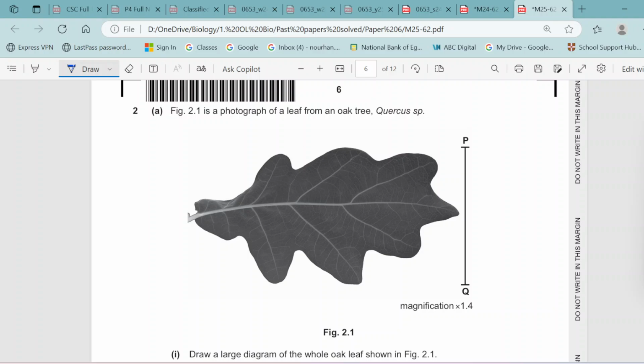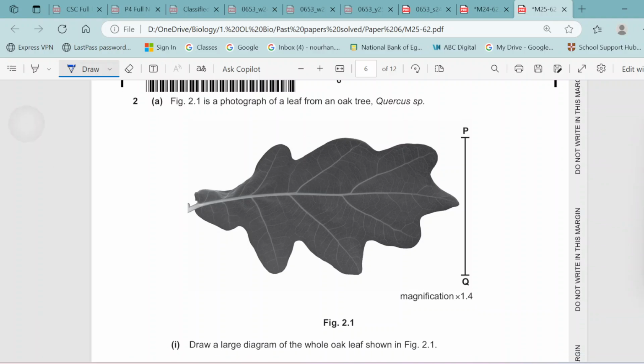Question 2. Draw a diagram. Draw a large diagram of the whole oak leaf. The usual, we draw the outline. I have to draw it so it looks the same with these parts: wavy outline, and a small stalk, midrib with double lines, veins, 1, 2, 3, 1, 2, 3. This is a bit branching.